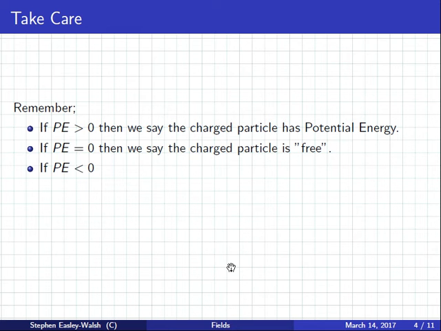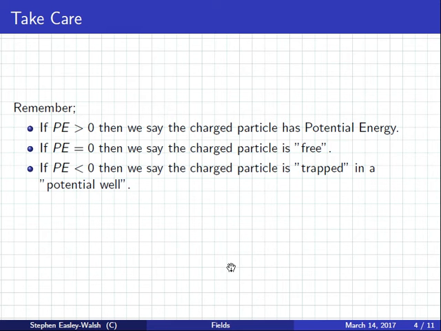And finally, if it's negative, do you remember what we describe it as? Close enough. Trapped. It's trapped. Meaning we have to give it energy to free it. For example, ionization energy. Electrons have negative potential energy when they're trapped in orbit around a proton. They require, as you know from chemistry, ionization energy to be freed. You've done ionization in chemistry, haven't you?